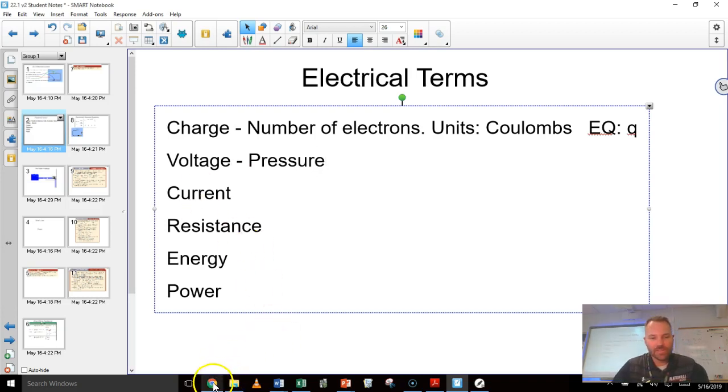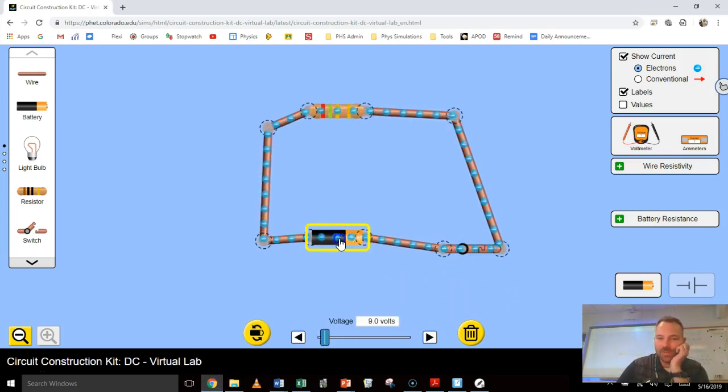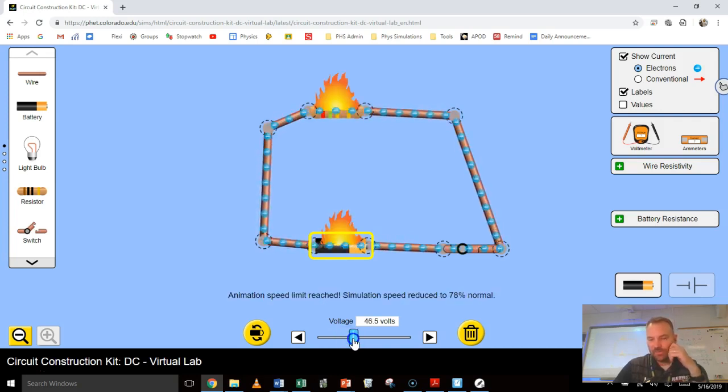Let me go back and I'll just show you these first, and then we'll define them. So here's my voltage, and you can see down here when I click on my battery, I can adjust the voltage. So it's like pressure in that if I increase the voltage, you'll see that more and more current flows. So if I have too much current, the wires can't handle it, and then they can melt and light fires.